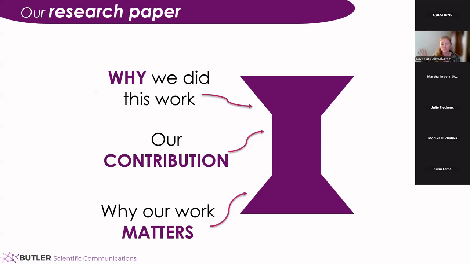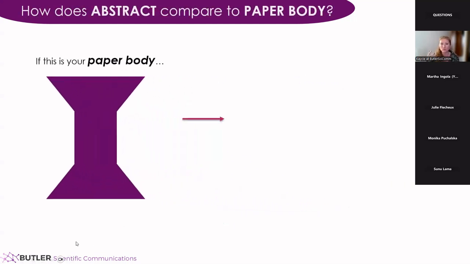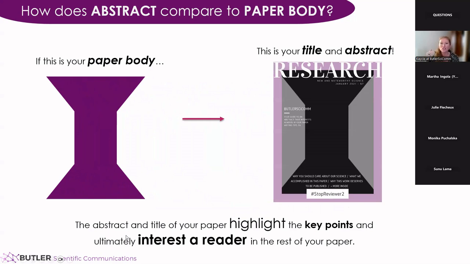But now, if this represents our research paper, then how exactly do we want to think about our abstract? Because that's what we're really talking about and focusing on here. If this hourglass shape is our paper, our abstract is actually going to be the magazine cover that is advertising this paper to the world. And with that, our abstract and also our title, because they're both fairly important components, highlight the key points of your paper for the reader and ultimately interest them in the rest of the paper.